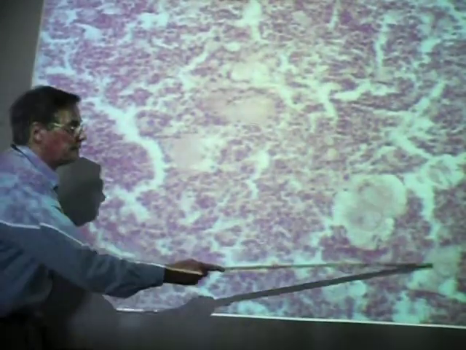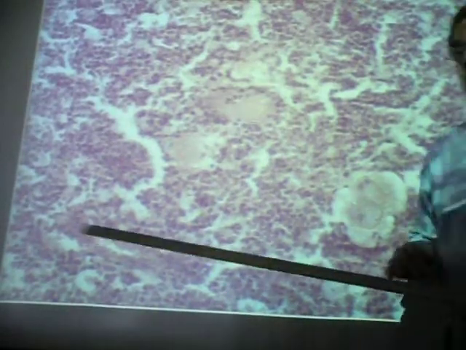Any questions on any of this? Yes? What is the Hassall's corpuscle again? What are they? Want me to point them out? Yes. Okay. These pink things, all over. And again, they're in the medulla, the light stained region, the interior of these lobules. And very distinctive for the thymus.